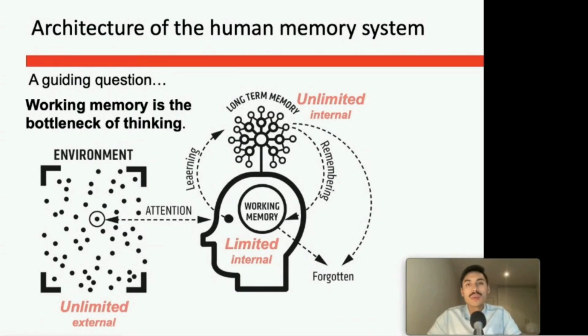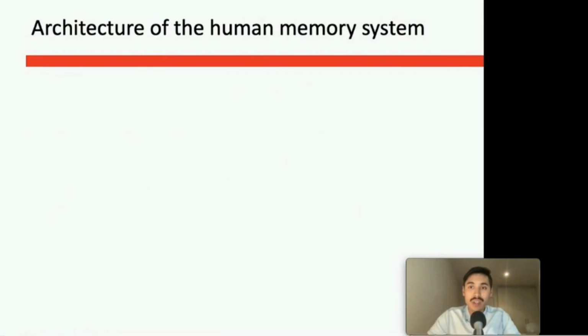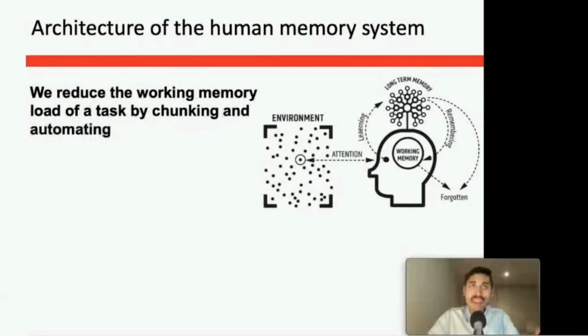So if it is a bottleneck of thinking, how can we actually overcome complex thoughts? If working memory only holds around 7 plus or minus 2, or 4, it depends on whose research you look at, but it is a limited number of elements of information. If we can only hold, say, 7 things in mind at one time, how is it we can solve problems that have more than 7 elements? Well, this leads to one of the other key ideas of cognitive load theory, and that is we reduce the working memory load of a task by chunking and automating information.